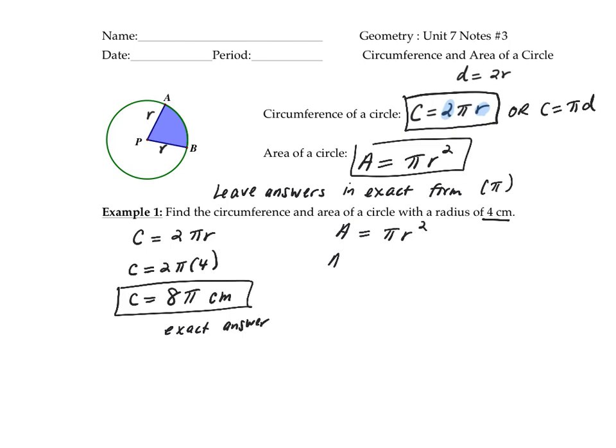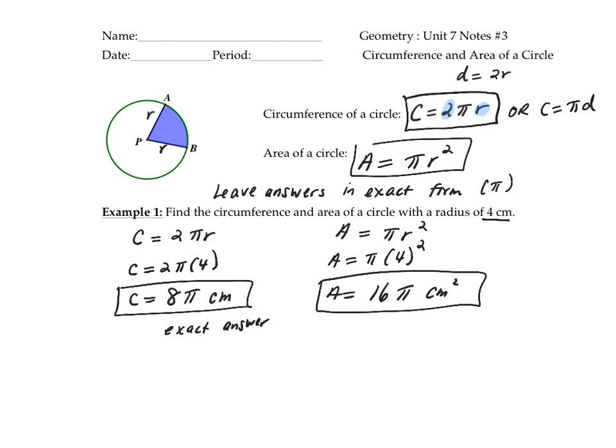For the area, we're going to be taking pi times our radius of 4 squared. So when we simplify it, 4 squared is 16. So we have area equals 16 pi, and it'll be centimeters squared because it's an area. And again, this is an exact answer.